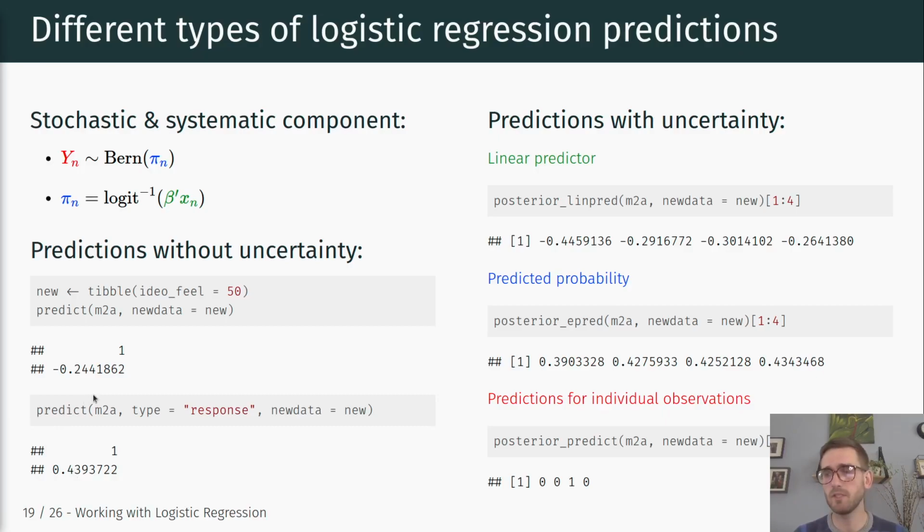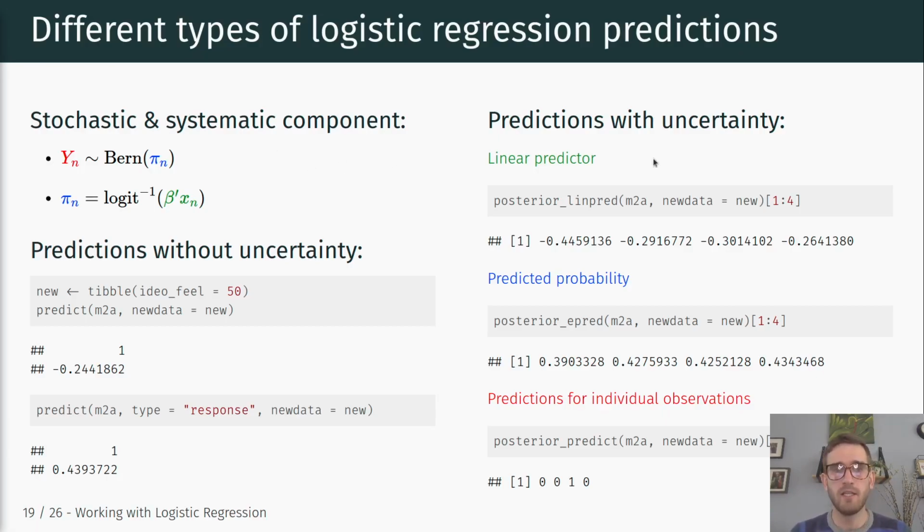We talked about these different functions to draw from the posterior distribution, namely posterior linpred or linear prediction, posterior epred or the expected value of our outcome measure, and posterior predict. There's always a little bit of confusion about what each one of those does, but it always helps to think about linking that back to our actual stochastic and systematic component that are part of our data generating process for this dichotomous outcome that we're trying to predict.